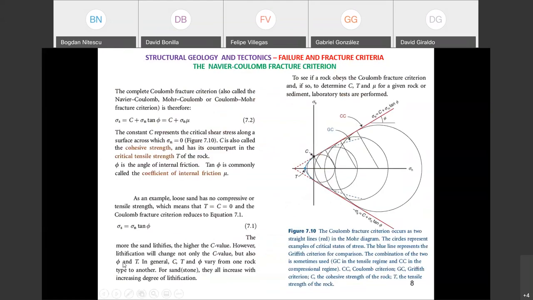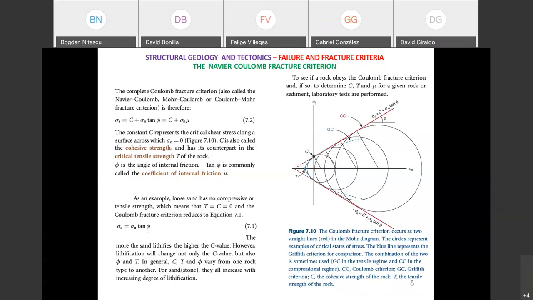Now let's look here at this fracture criterion. Coulomb, in the 18th century, the French mathematician, was very interested in this aspect. He experimented with sandstone, for instance, with sand and so on. And then there were other people who were interested, like Navier and Mohr. The idea is what's called the Coulomb fracture criterion, the law that tells us under what conditions of stress a certain rock fails. Today this is called Navier-Coulomb or Mohr-Coulomb or Coulomb-Mohr. You'll encounter this name for it.